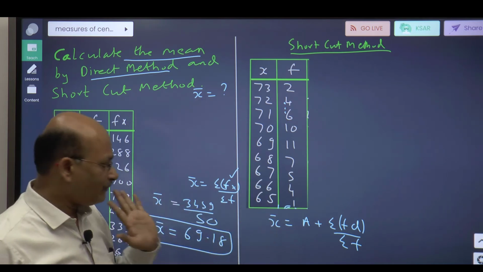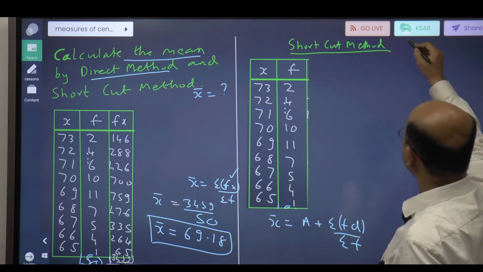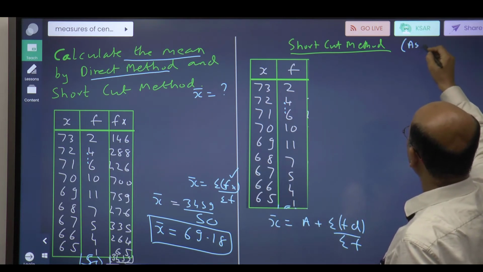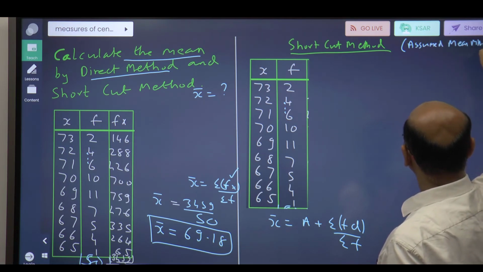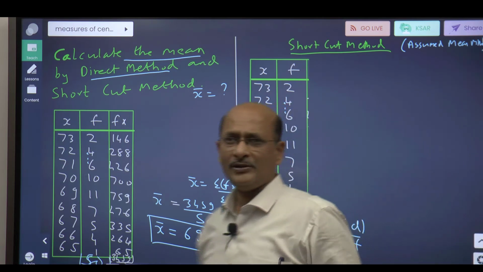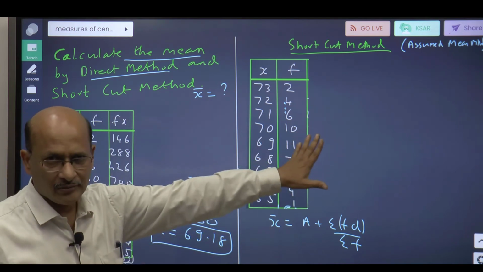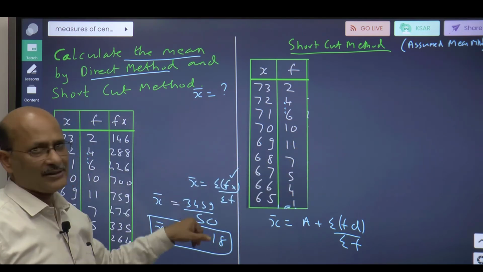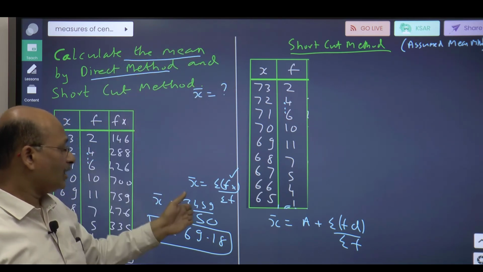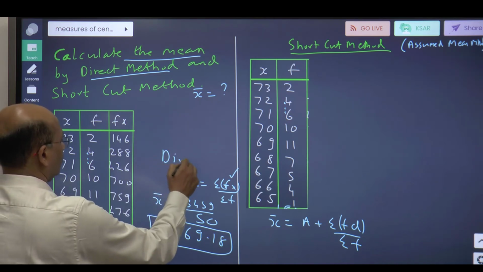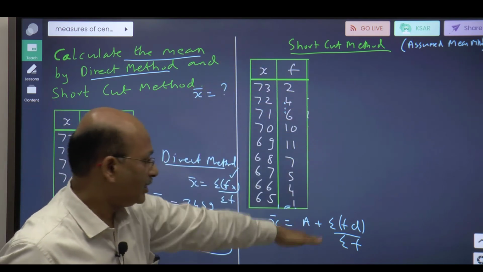Now d is x minus a. This is also called the assumed mean method. What is this called? Assumed mean method. You know why? The purpose of this method is very simple. The purpose of this method is to make our calculation work easier, nothing different. The answer will almost be the same, whether you use the shortcut method or the direct method, which I had given here.